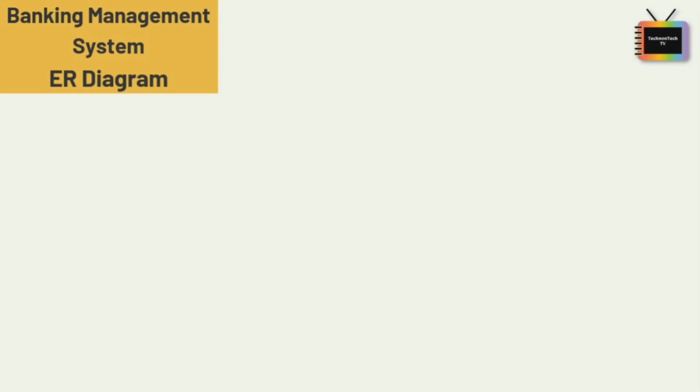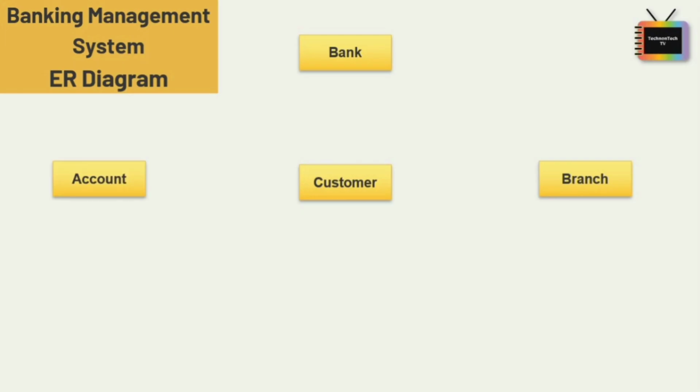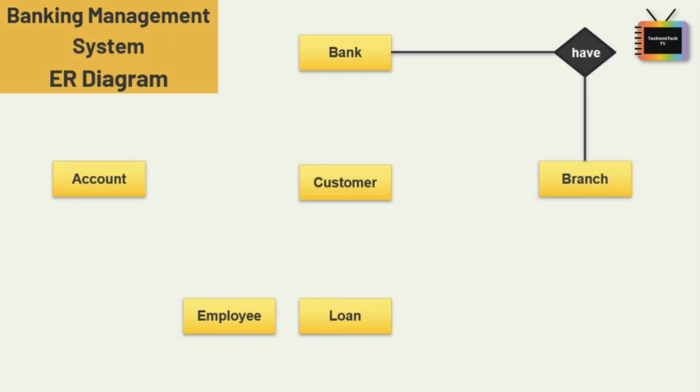So here I am taking only 6 entities: bank, branch, customer, account, employee and loan. Now let's define the relationship between them. So first let's see relationship between bank and branch. So bank have different branches, so I am adding have relationship between bank and branch. Next, relationship between bank and customer will be bank has a customer.